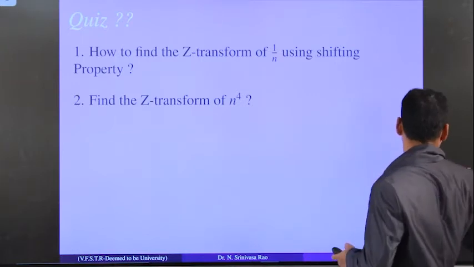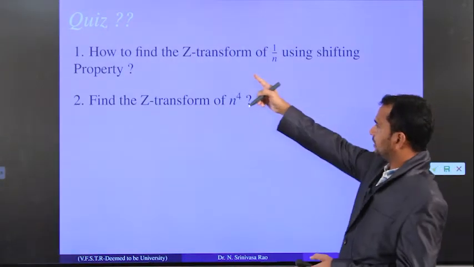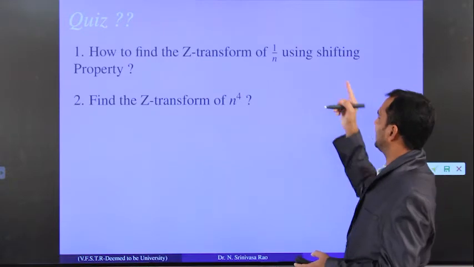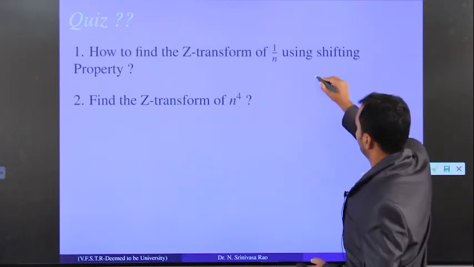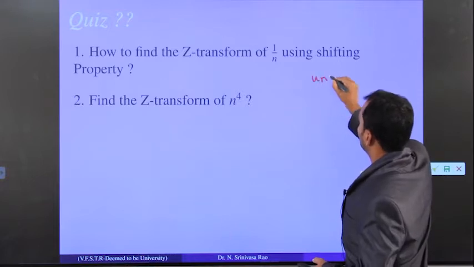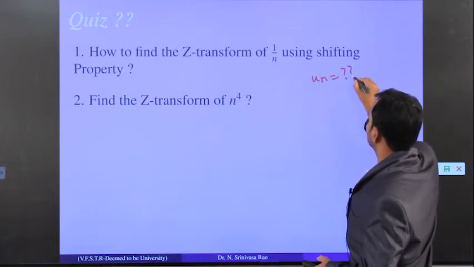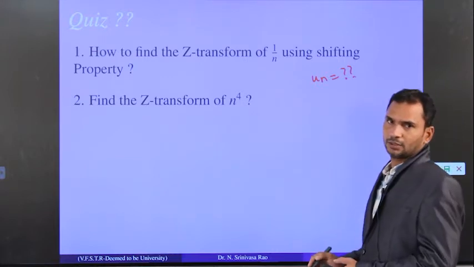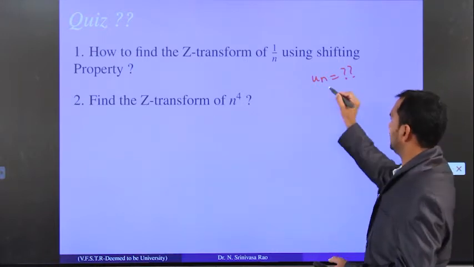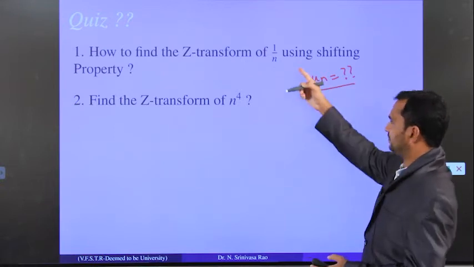So here listen. So first one, how to find Z transform of 1 by n using shifting property. So if you want to find using shifting property, so what is u n? How to choose u n? So you will get 1 by n. Okay, so that you have to understand first. So how to choose u n for 1 by n?